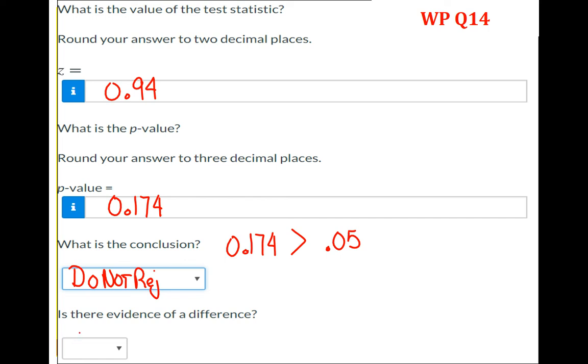So your answer is, do you have evidence? No, you do not have evidence. P-values have to be smaller in order for you to reject.